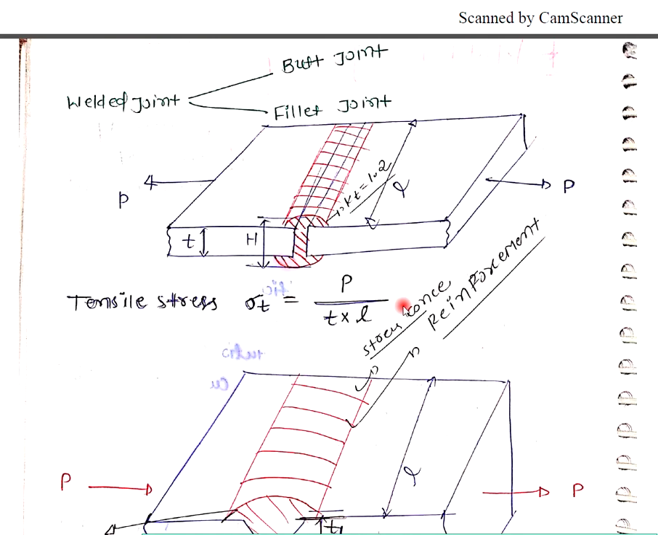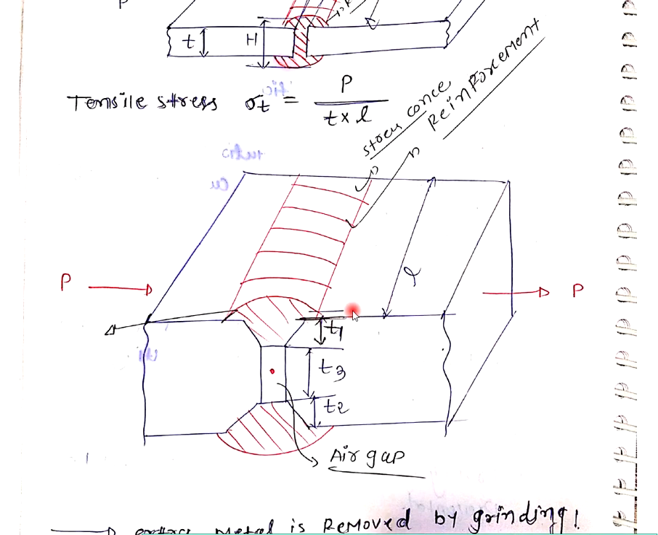What is the area? Here we are considering only the weld portion area, with thickness T and length L. Whatever area lies between the thickness T and length L, we consider for tensile stress. So that is basically the tensile stress equation, or load carrying capacity of a butt joint: P is equal to sigma T into T L.